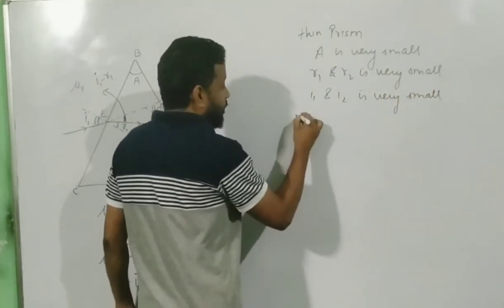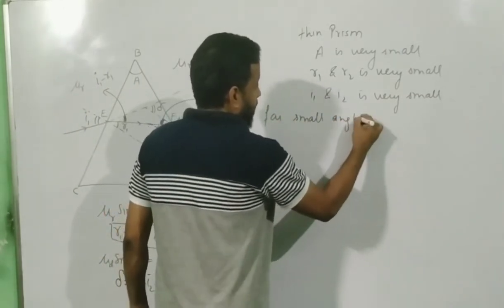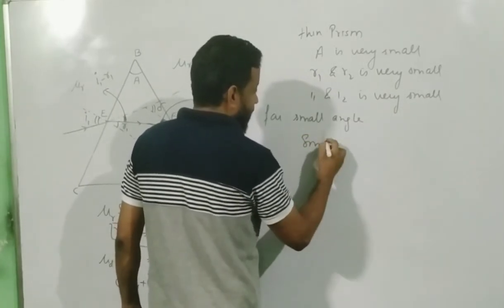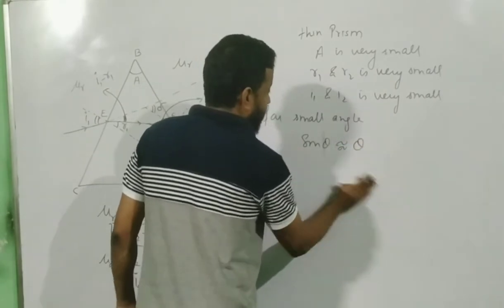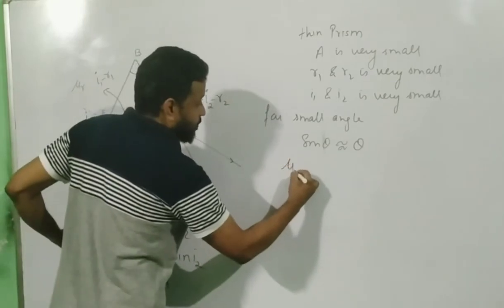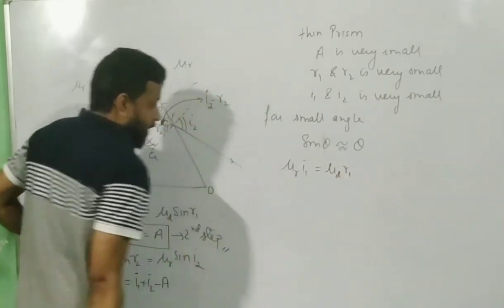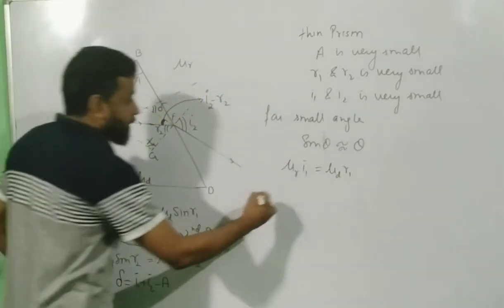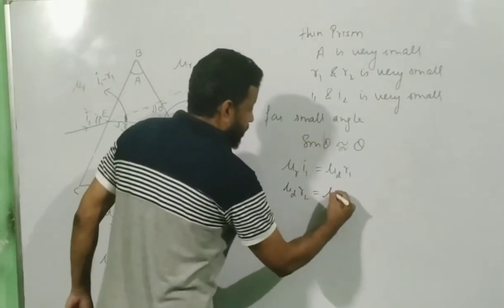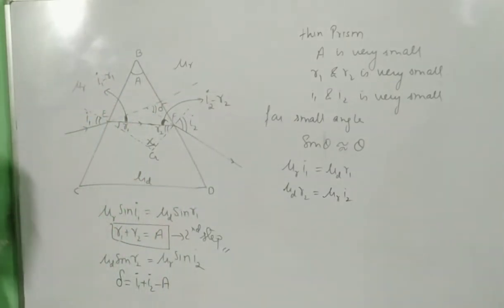And for small angle we know that sin theta can be approximately written as theta. In that case, look at my first Snell's law. My first Snell's law says mu r I1 will be equal to mu d R1, and the second Snell's law will give you mu d R2 will be equal to mu r I2. Okay?